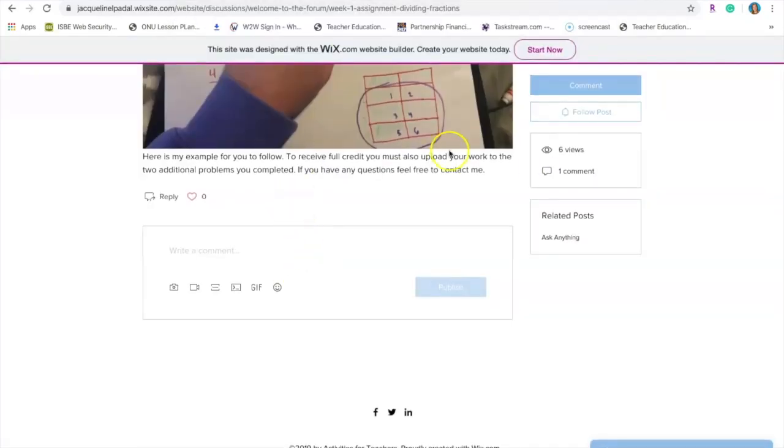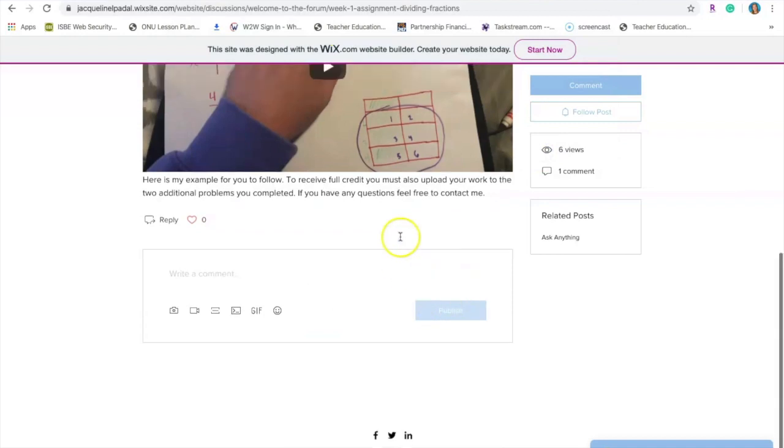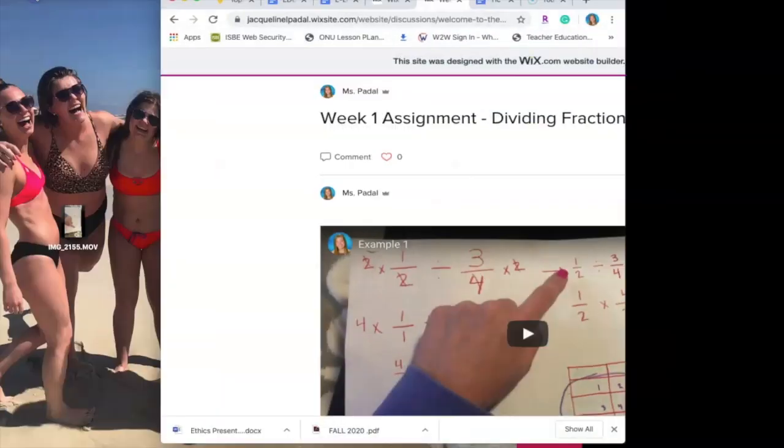I'm also asking you, to receive full credit, you must also upload your work for the 2 additional problems you completed. So all you have to do is take a picture with your phone or iPad or computer, whatever you have. Take a picture of your work from those 2 other problems and upload it here. You're just going to add an image, and then hit publish so I can see your work and see if you have understood this week's video. That should be all. If you do all of that, you will receive your credit for the week.